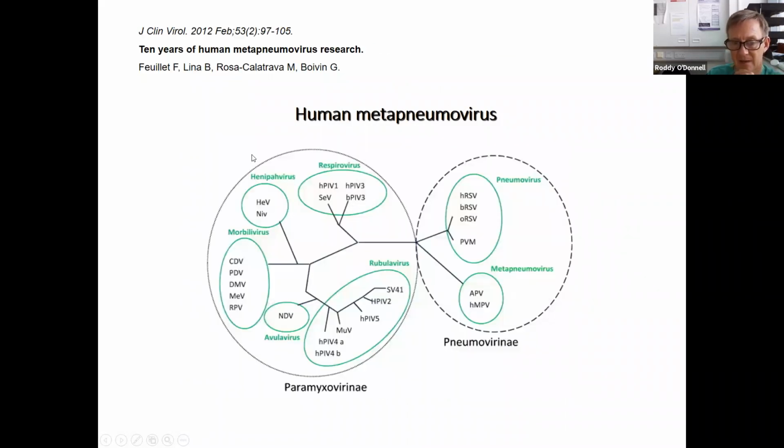So this is how the family looks now. We've got Pneumovirinae here and Paramyxovirinae here. In the paramyxoviruses, we've got morbilliviruses, the measles viruses, and we've got rubella on this side, and some of the respiratory viruses, parainfluenza virus. On this side, we've got RSV in the Pneumovirinae, and human metapneumovirus as a separate offshoot of the Mononegavirales.